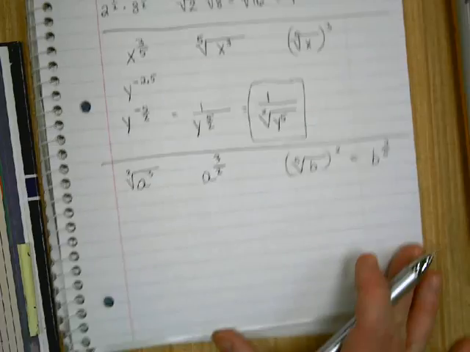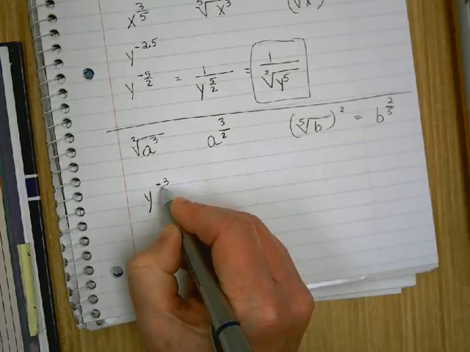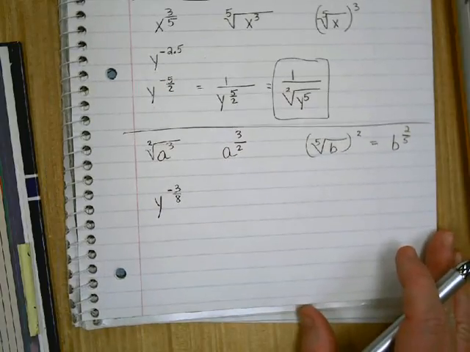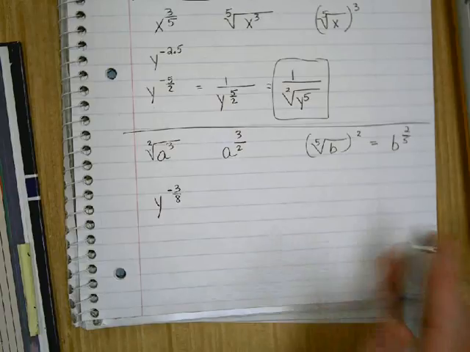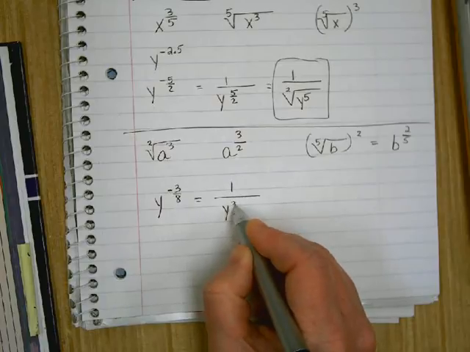Okay, what if we have y to the negative 3/8 and we want to write it as a radical? The negative causes it to be in the bottom of the fraction.